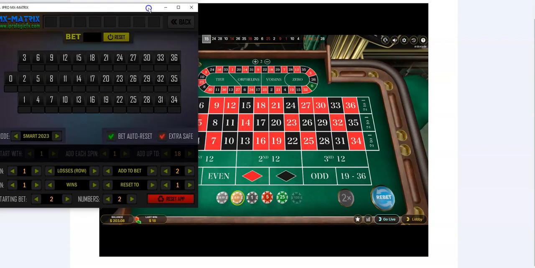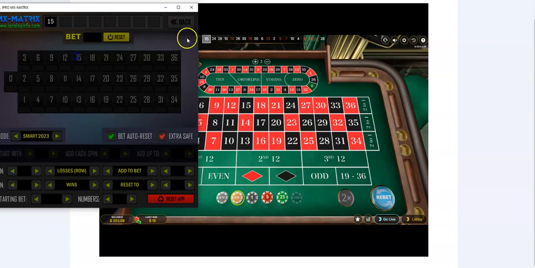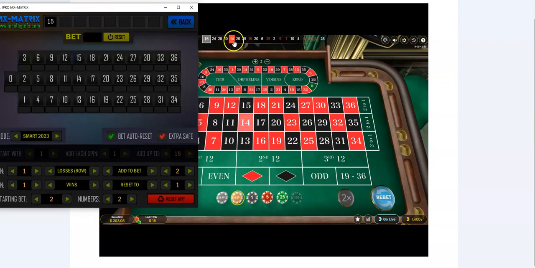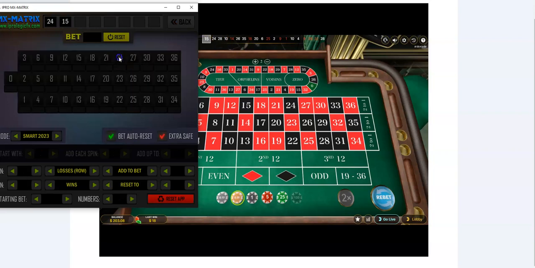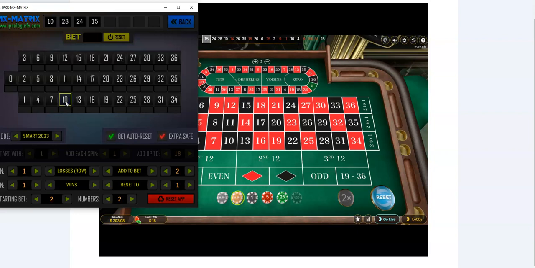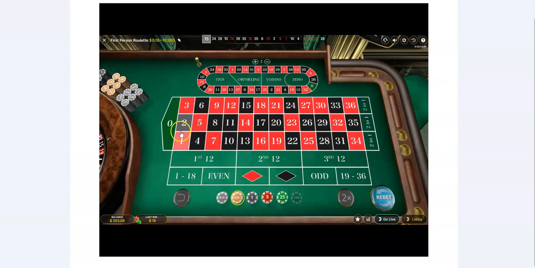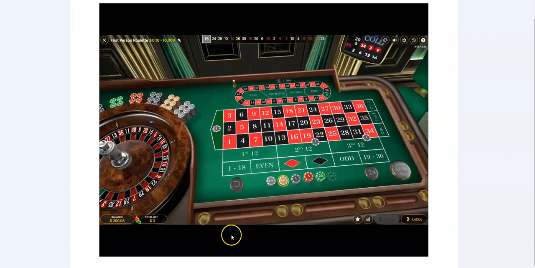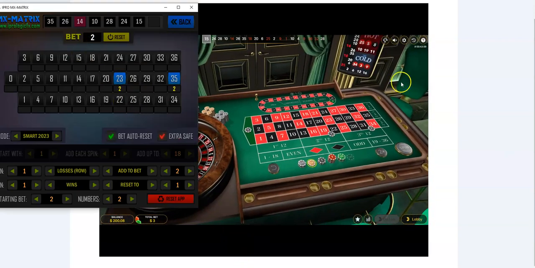So what I'm going to do is I'm going to go 15, 1, 2, 3, 4, 5, 6, 7. Okay, 15, 24, 28, 10, 14, 26, and 35. Okay, 23 and 35. So my first bet is going to be 23 and 35. And like I said, we're using 2 units, right? According to this.